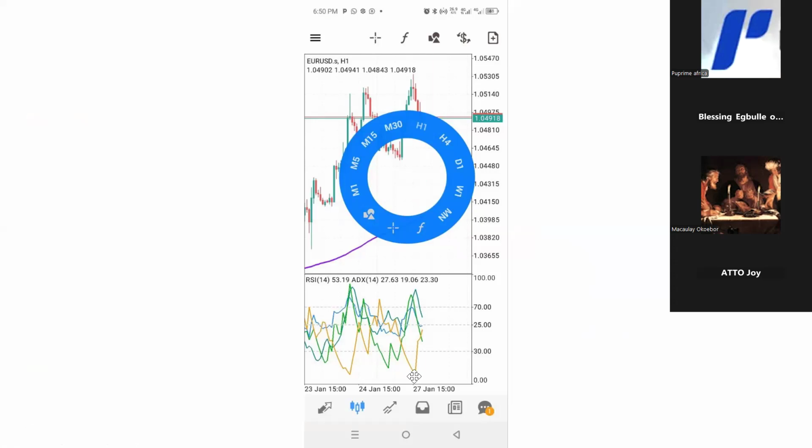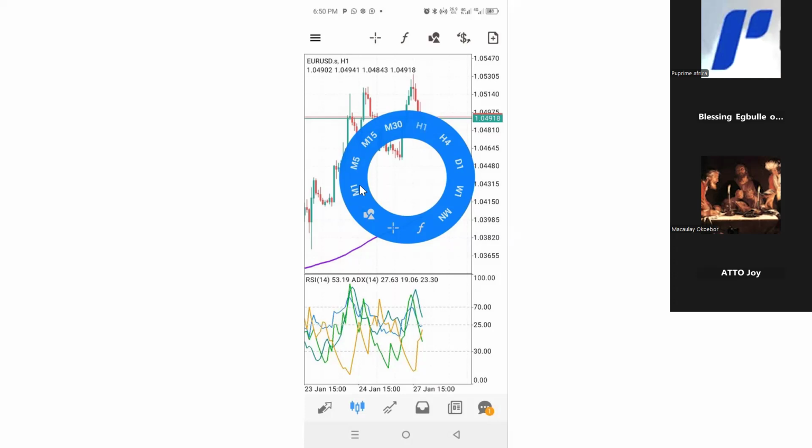Now, the first thing is this: any function you want to carry out on your MetaTrader mobile, just tap the middle and this blue dashboard will appear. That's your central control button for a lot of things you want to do on this MetaTrader on your mobile, either MT4 or MT5, but we're using MT4 for this training tonight.